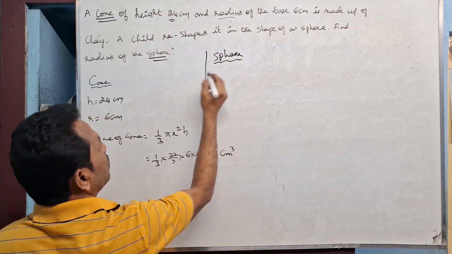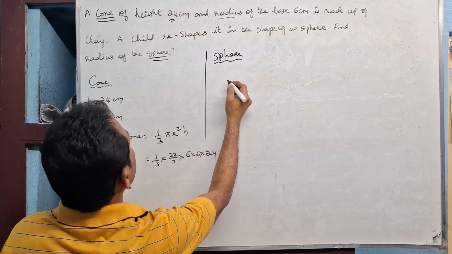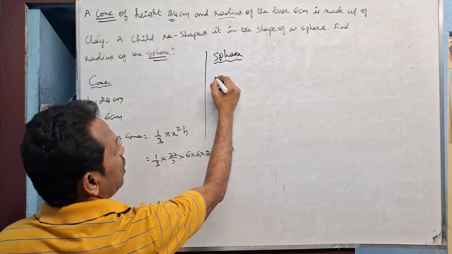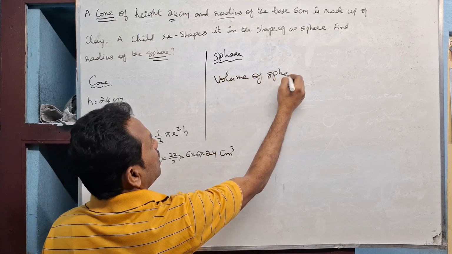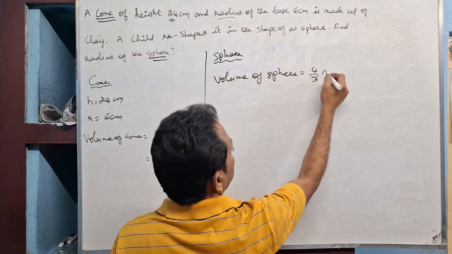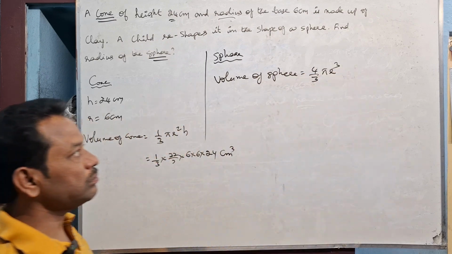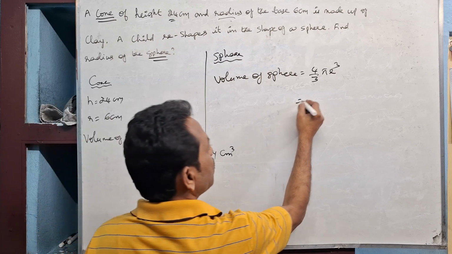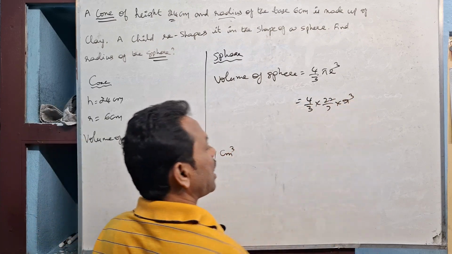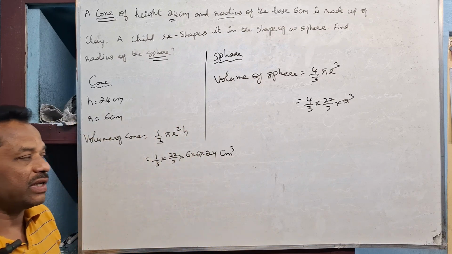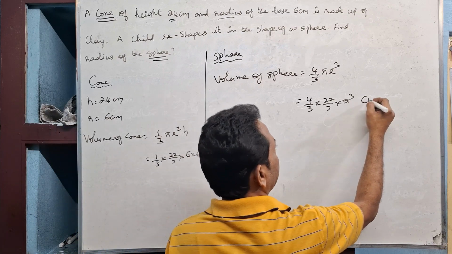Sphere. We know that the volume of a sphere equals 4 by 3 pi r cube. So let me put the values: 4 by 3 into 20 by 7 into, since I don't know the value of r, keep it as it is, r cube. This will be in centimeter cube.